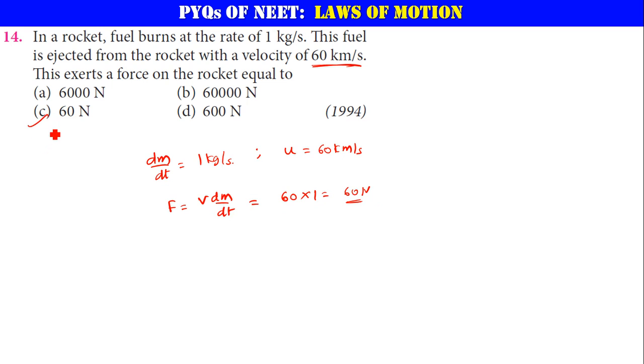Yes. No. Actually, see, you have to be very careful. Just to confuse you, he has given this question. 1 kg per second is an SI unit. Okay, fine. But what about kilometer?